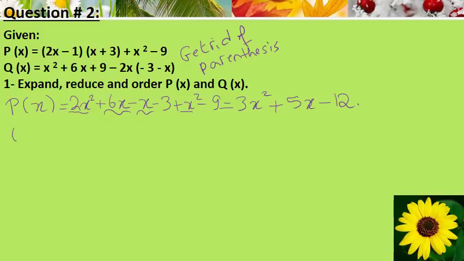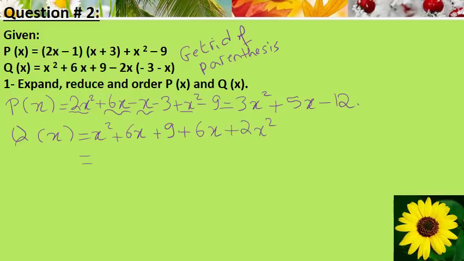Now, Badia, please reduce q of x. x squared, this is done, reduced. It is x squared, yes, plus 6x, yes, plus 9. Now, minus 2 is multiplied by the second parenthesis. Minus 2x times minus 3, plus 6x, minus 2x, minus x, plus 2x squared.